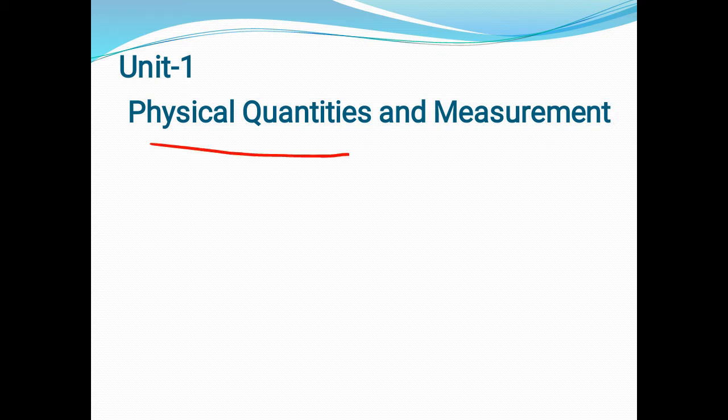What are physical quantities? The physical quantities are the quantities which are measurable. For example, length, mass, time, temperature, etc. And the basic job in physics is to have measurement of physical quantities and express them in numerical form.